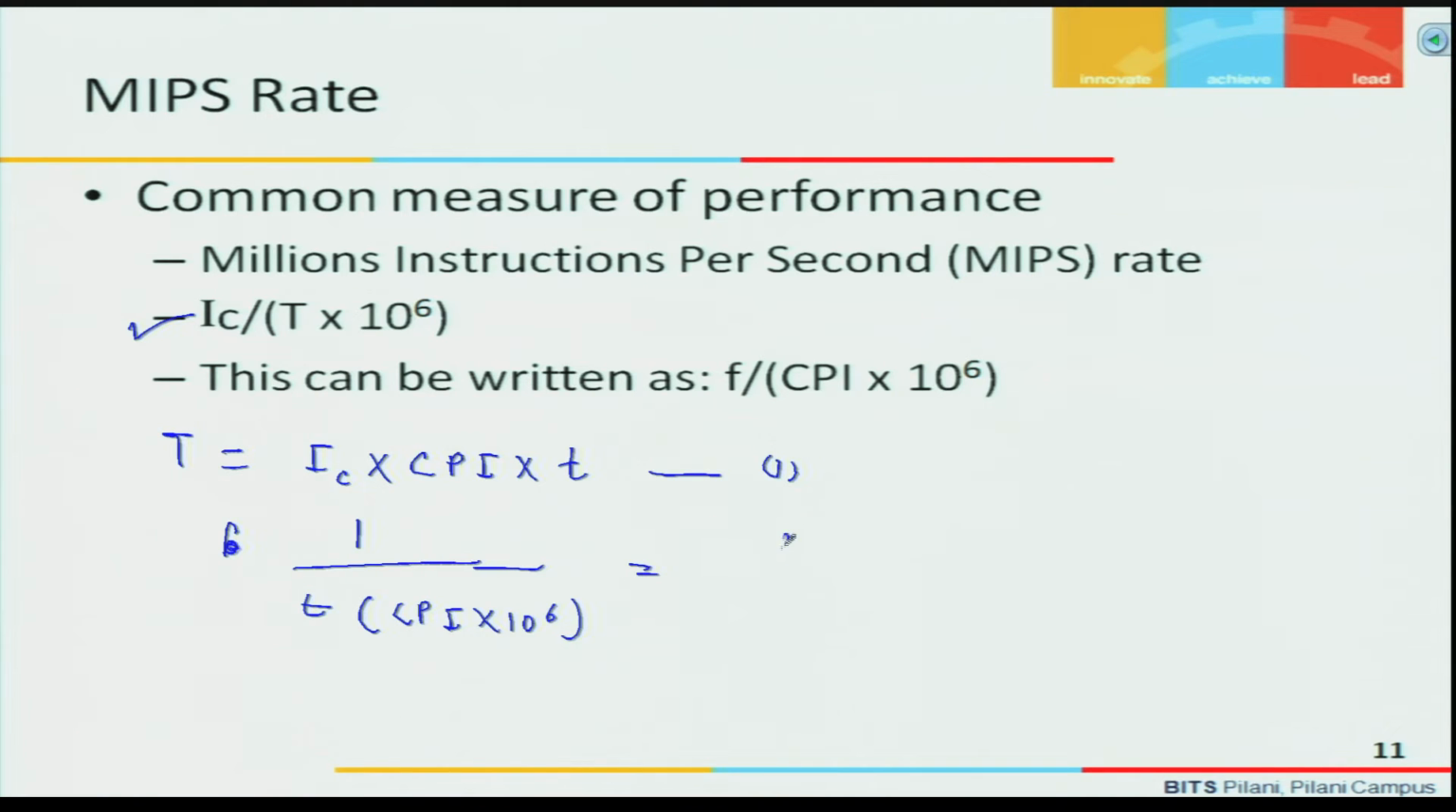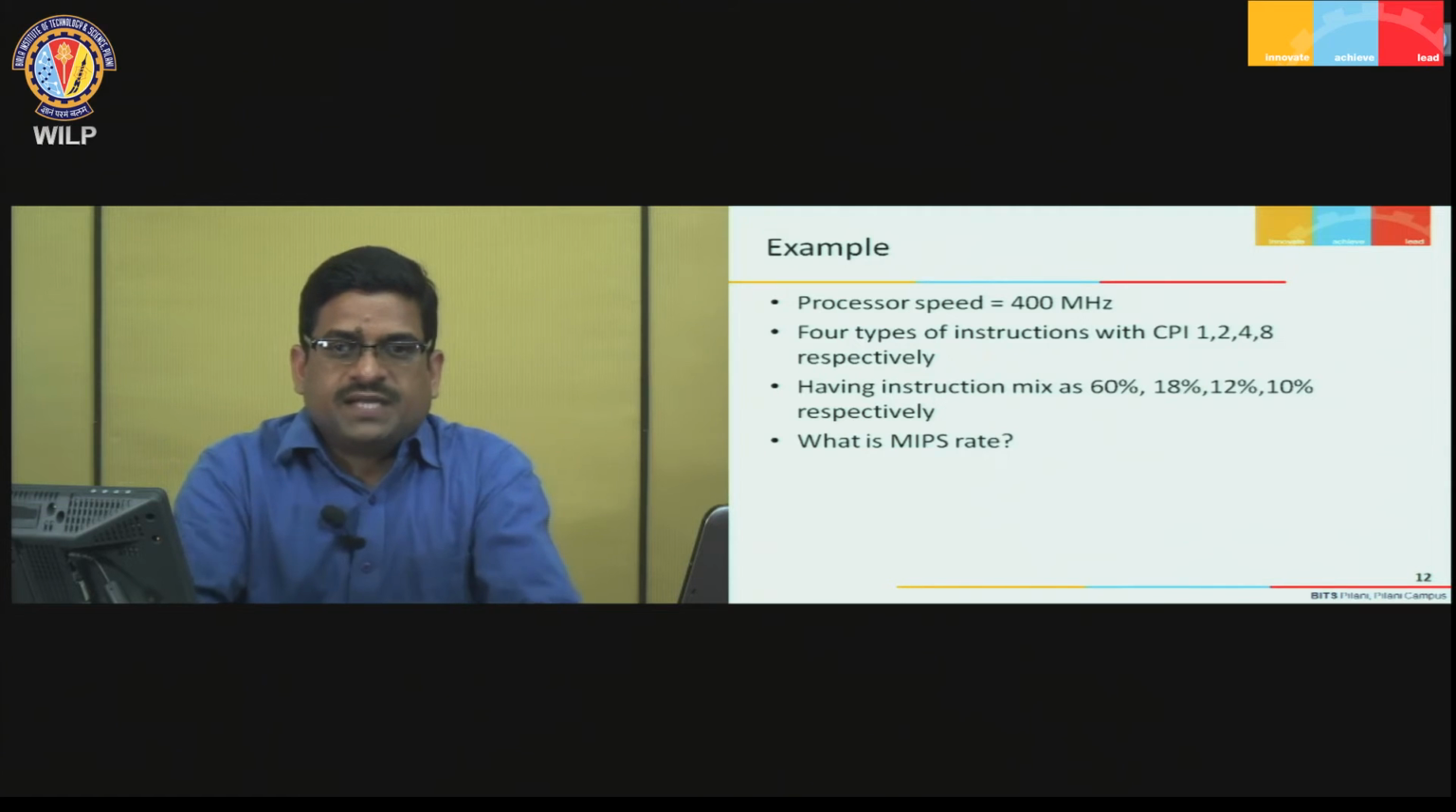I can write 1 upon T equals F, the frequency, because F equals 1 by T; frequency is inversely proportional to the cycle time. So I can write this MIPS equation as F divided by CPI into 10 raised to the power 6. This is my performance equation in terms of the MIPS rate, and that is a very common measure of computer performance. Now, let us take one example.